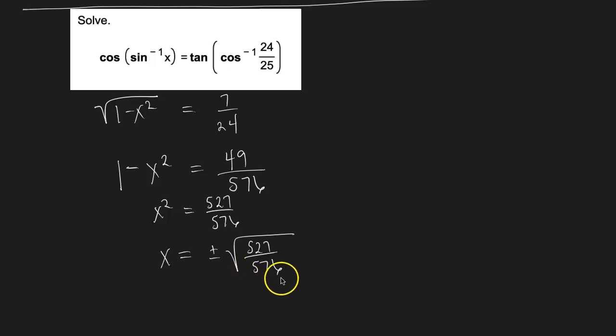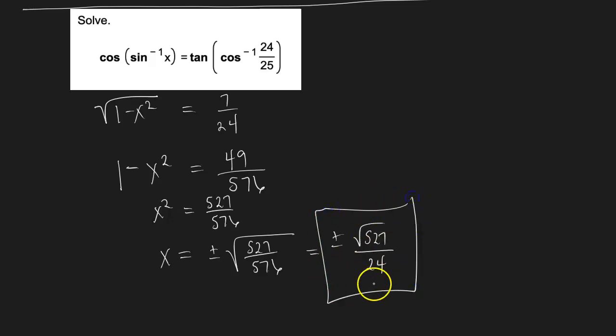Now, I know that the square root of 576 is 24 because I just had to square 24 to get there. But next, I'll just need to check, can I simplify this numerator a little further? But it doesn't look like I can. So in the end, this is what we end up with. X is equal to these two possible values.